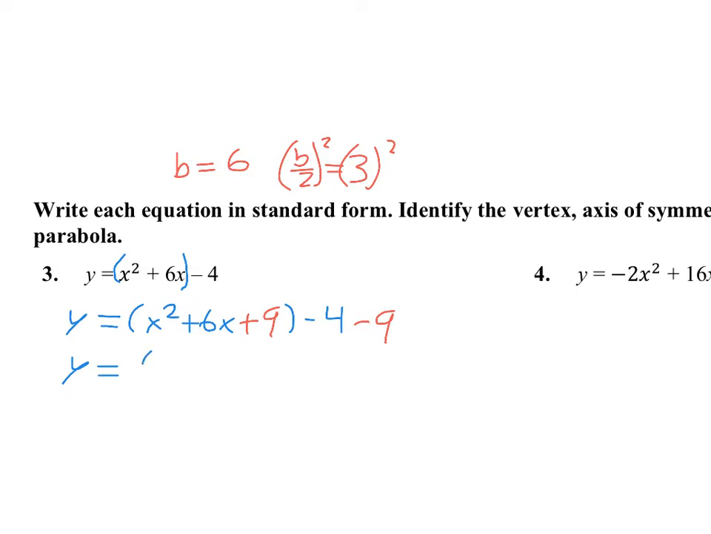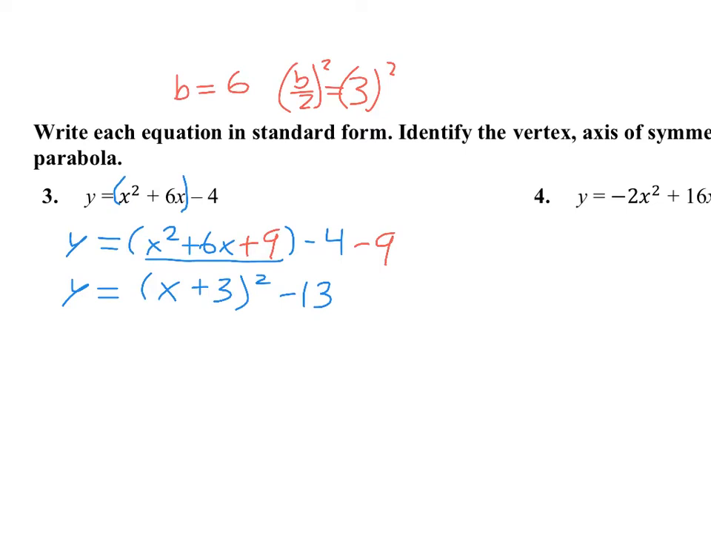Alright, so why did we complete the square? The reason we completed the square is it created a perfect square trinomial there. So if we factor that, what was the value after we divided by 2? It was 3. So this is x plus 3 squared. Negative 4 minus 9 is negative 13. Alright, so that's the equation in standard form.